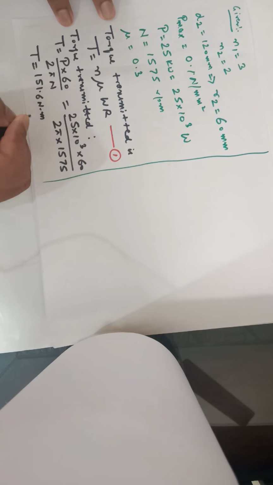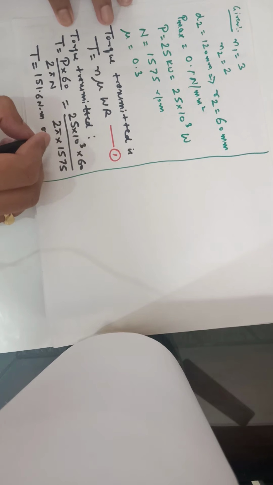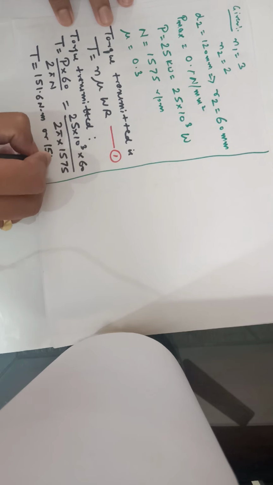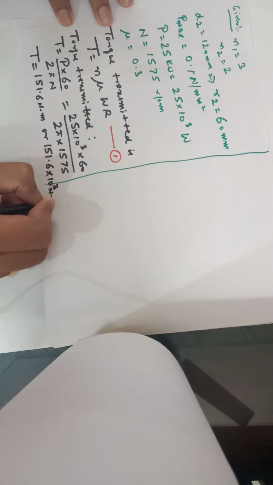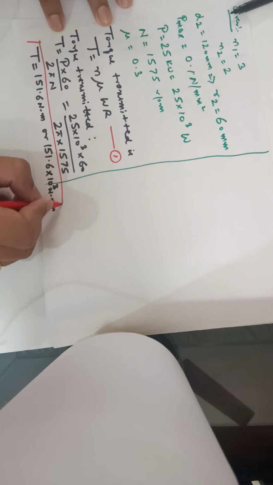So therefore the value of T will be 151.6 Newton meter, or in mm we can say 151.6 into 10 to the power 3 Newton mm. So this will be our value for torque in mm.